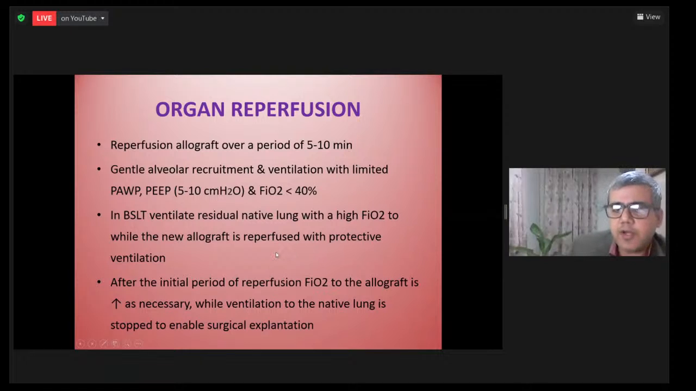So you may require a double lung ventilation. You may need 2 ventilators because the native lung you'll be ventilating with a high FiO2 till the time you remove the native lung and the new graft. Whereas the graft which comes first should be ventilated using a protective lung ventilation.